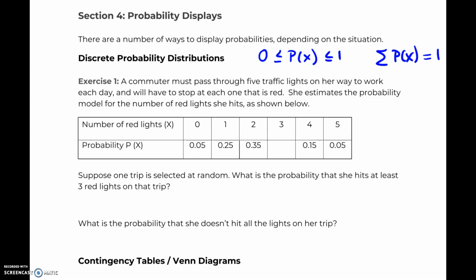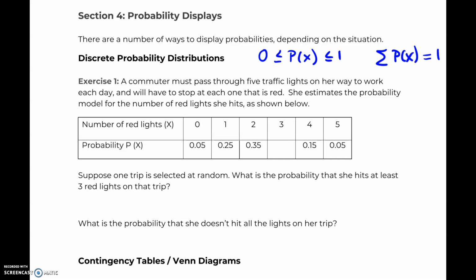So we're looking at a commuter who must pass through 5 traffic lights on her way to work, and she can either count 0, 1, 2, 3, 4, or 5 red lights. And we have the probabilities given down there in the table. So the probability of 0 red lights is 0.05, the probability of hitting 1 red light is 0.25, and so on. So when we add these probabilities, we end up with 0.3, 0.65, 0.8, 0.85.